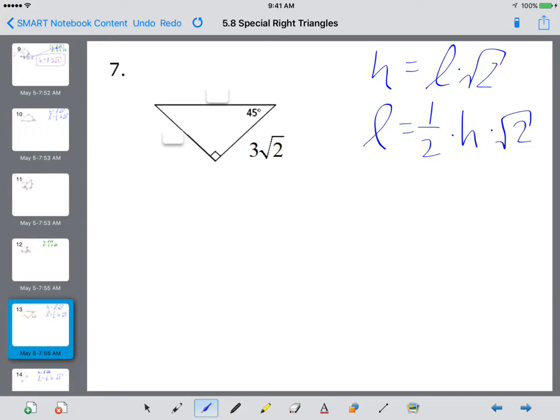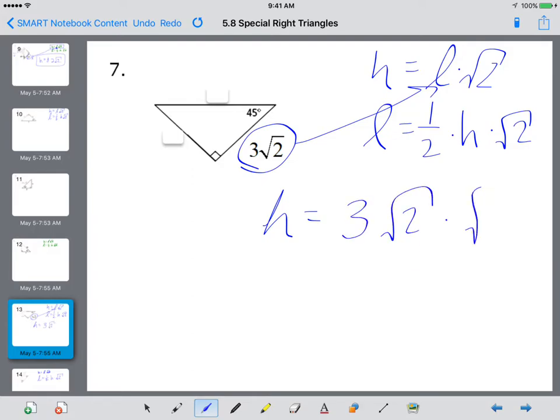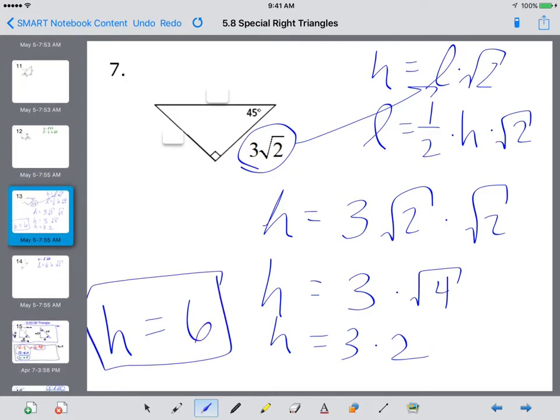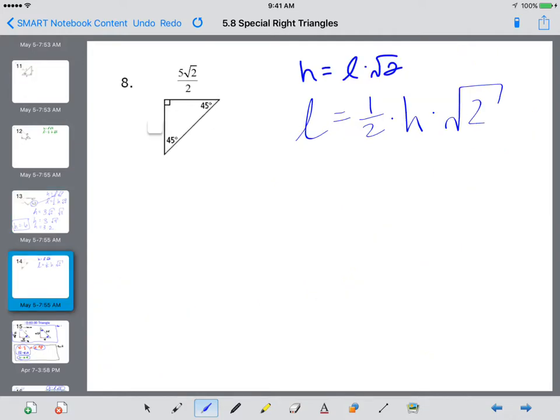So example 7 here. The leg's 3 square root of 2, we want to find the hypotenuse. So the hypotenuse equals 3 square root of 2 times the square root of 2. Square root of 2 times the square root of 2 becomes the square root of 4, which is 3 times 2. So our hypotenuse equals 6. All right, last example I'm going to do this. Number 8 is a doozy. It's a challenging one.